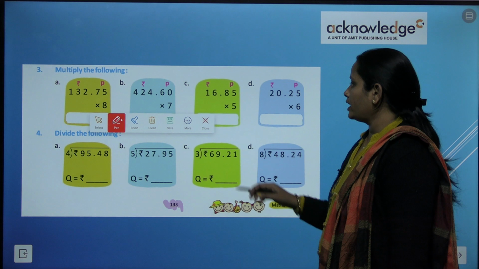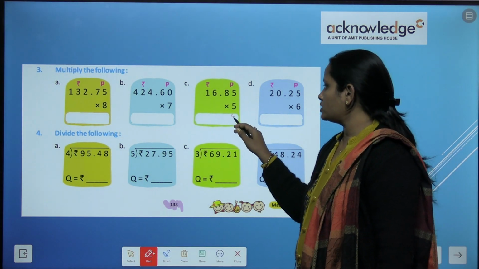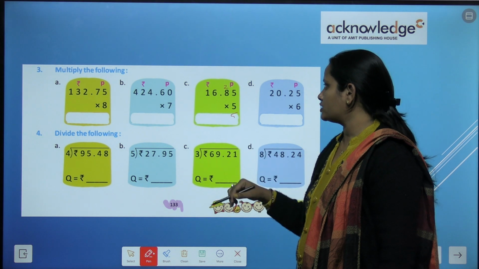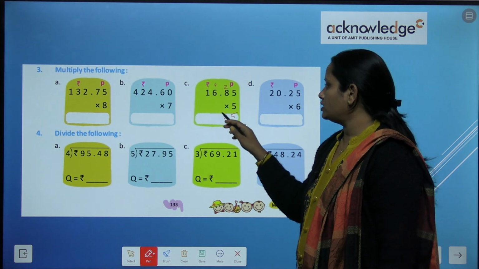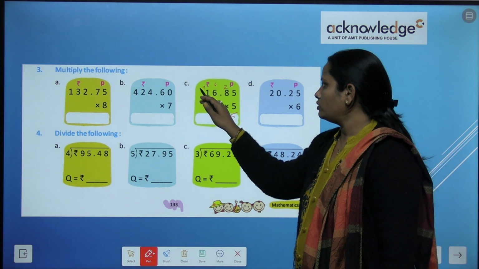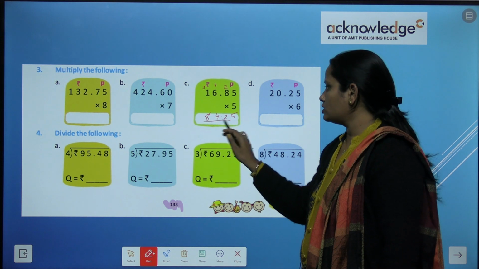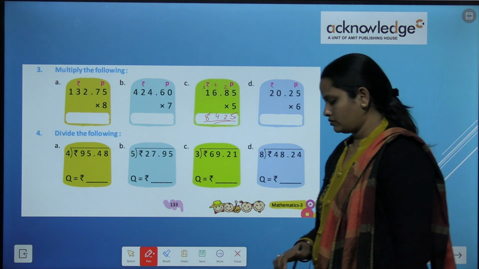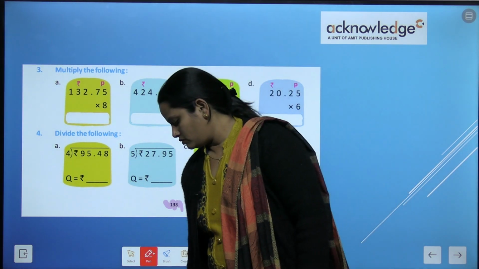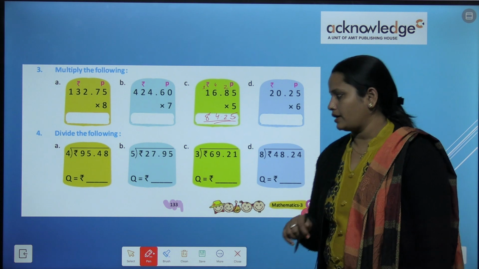Now let's multiply the given number. Here the numbers are given. 5 5s are 25, 2 5s are 8, 42, 4 5s are 6, 34, 5 1 5 6 7 8. 84.25. So children, this is your answer. Like this you have to multiply.